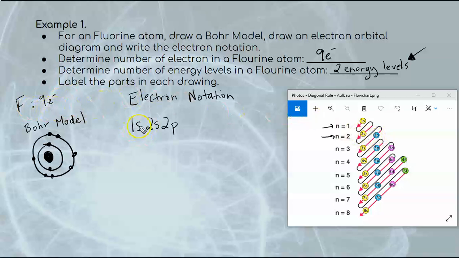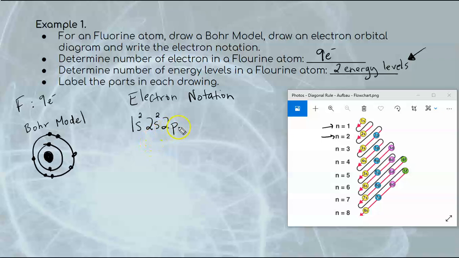How many electrons can fit on the 1s sublevel? The answer is 2, because s has 1 orbital on it, and 2 electrons fit into 1 orbital. Now let's look at 2s. How many electrons can fit on there? Also 2 electrons, because it's an s sublevel, so there's 1 orbital.